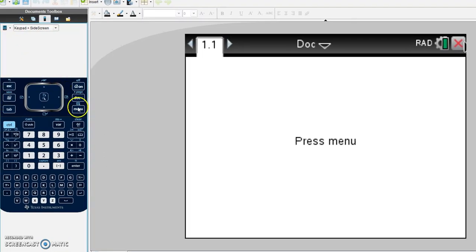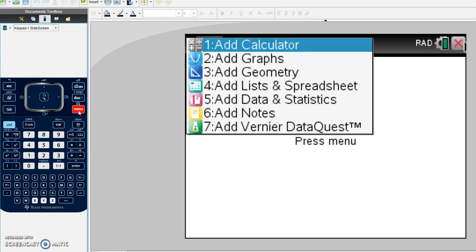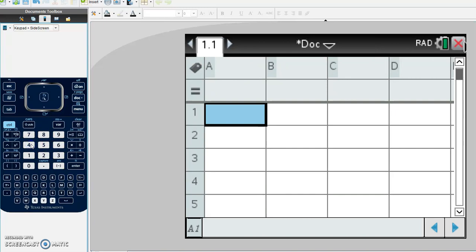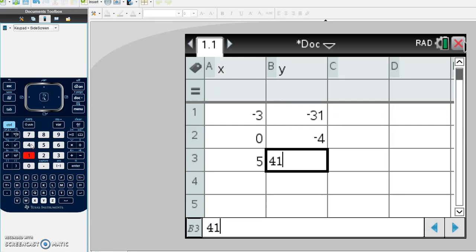Okay, so we'll press menu, and we're going to go to number 4, add a list or a spreadsheet. Remember, we're going to type in an X for the A column and a Y for the B column. Then we'll type in our X values from those points they gave us: -3, 0, and 5. And our Y values from the same points would be -31, -4, and 41.